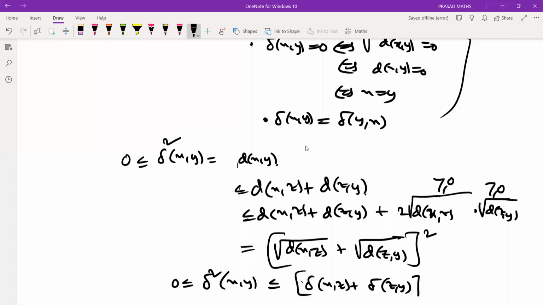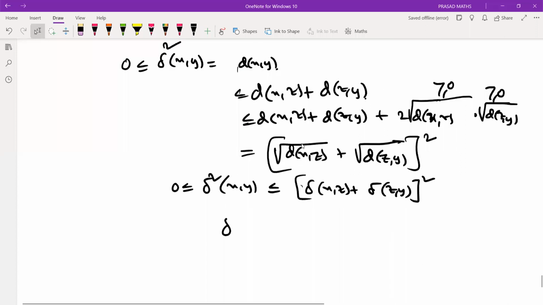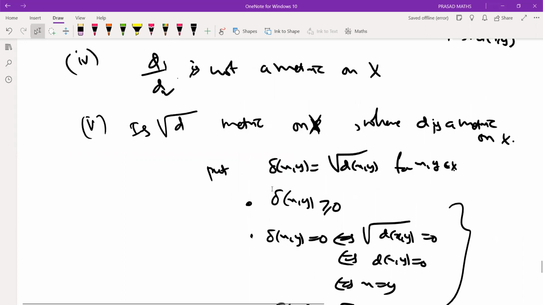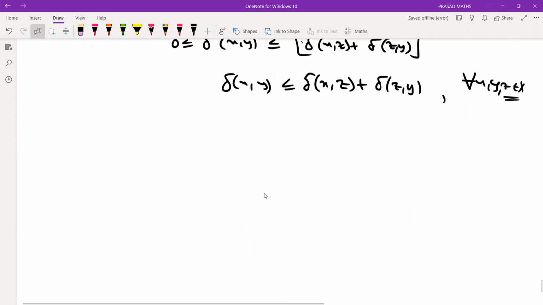So take square roots on both sides, because this is non-negative. Once we take the square roots on both sides, what we get holds for any three elements. So therefore this delta is a metric. So the square root of a metric is always a metric, and no doubts. You can take many examples, you can take 20 examples.